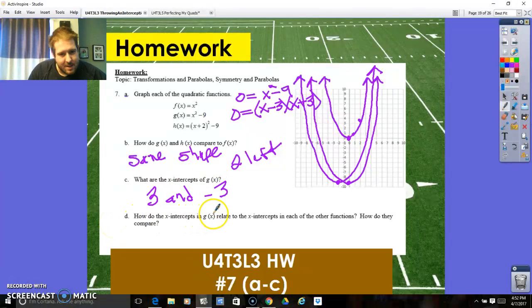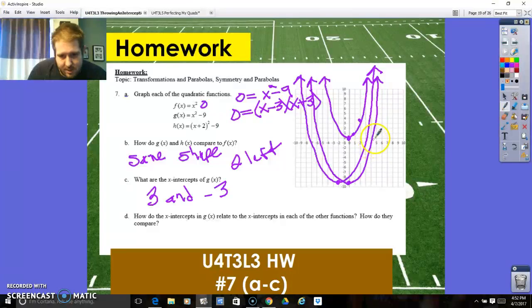How do the x-intercepts in g of x, this one, relate to the x-intercepts in each of the other functions, and how do they compare? So this one only has one answer at 0. This one has 2 answers at 3 and negative 3. This one, I assume it has 2 answers, but I'm not exactly sure what they're going to be. It's going to be slid a little bit over to the left. It was moved 2 to the left, so I'm assuming the answers are just shifted over 2 to the left as well.